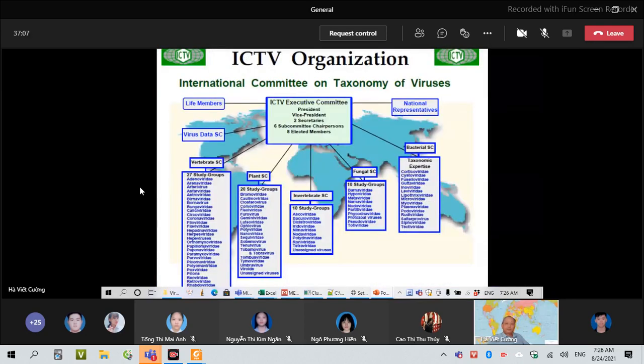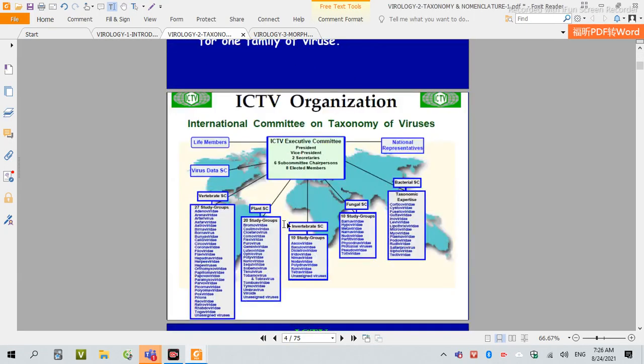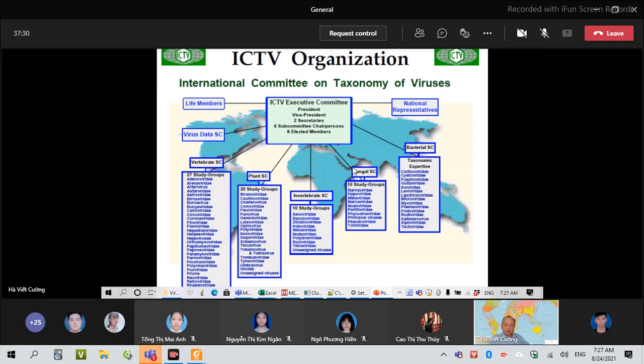So here's the diagram showing the organization of the ICTV. You have the study groups and the subcommittees, and of course, the data. It's data of the viruses, like the sequences of viruses, huge information. So we need someone to process this kind of data and sequencing.